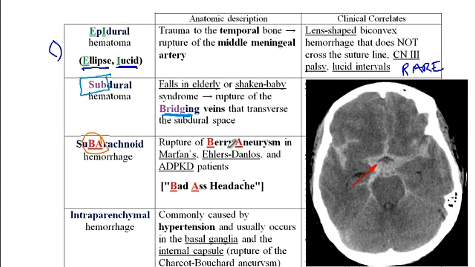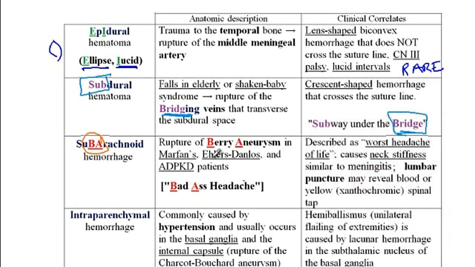So rupture of berry aneurysms, which are seen in Marfan's disease, Ehlers-Danlos, as well as autosomal dominant polycystic kidney disease, can lead to subarachnoid hemorrhage. And then again, described as worst headache of life, it can cause neck stiffness, and this is due to the breakdown product of the blood that is inside the subarachnoid space, and it will cause an aseptic meningitis. And then lumbar puncture may reveal blood or xanthochromic spinal tap from the breakdown product of the blood that is released in the subarachnoid space.